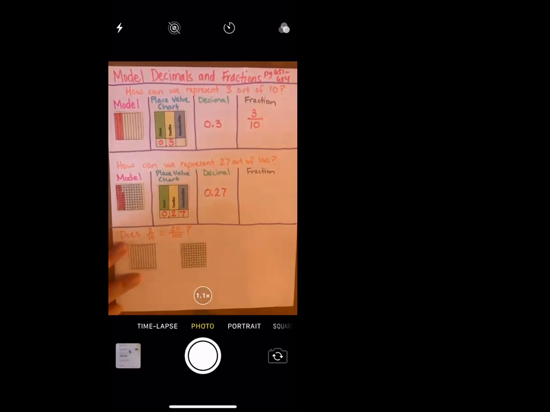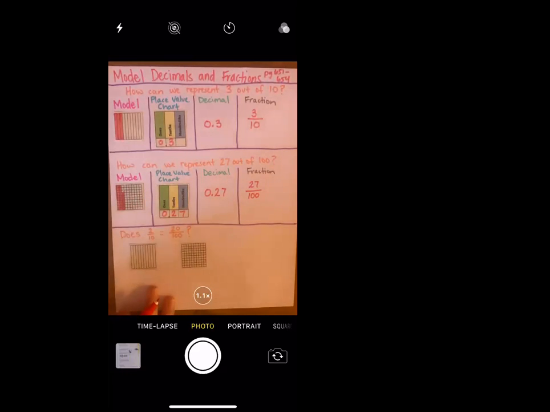And as a fraction, I have 27 as my numerator because I have 27 shaded out of 100 in the whole. So the denominator is 100. So I can represent 27 out of 100 with the model, with the place value chart, as the decimal 27 hundredths, and as the fraction 27 hundredths.